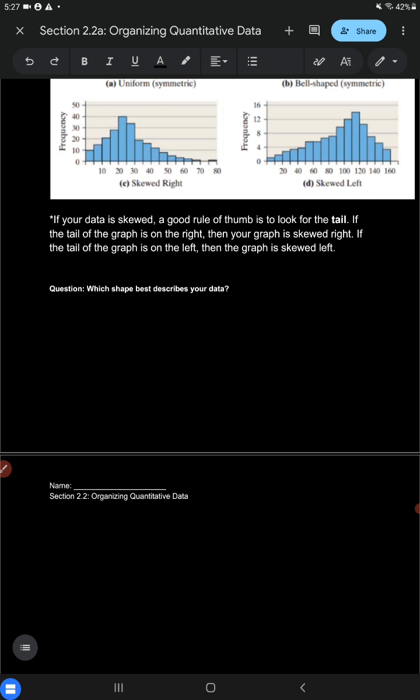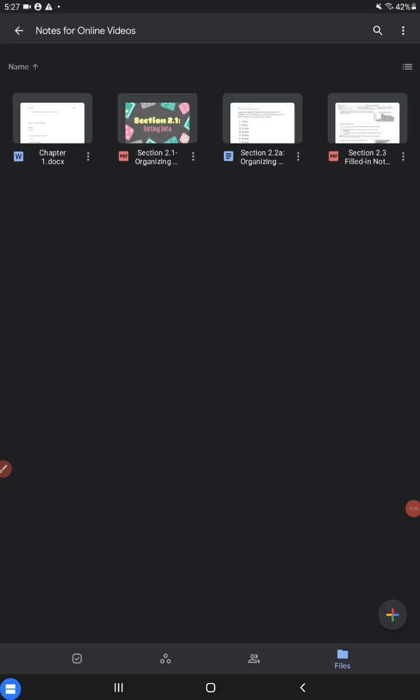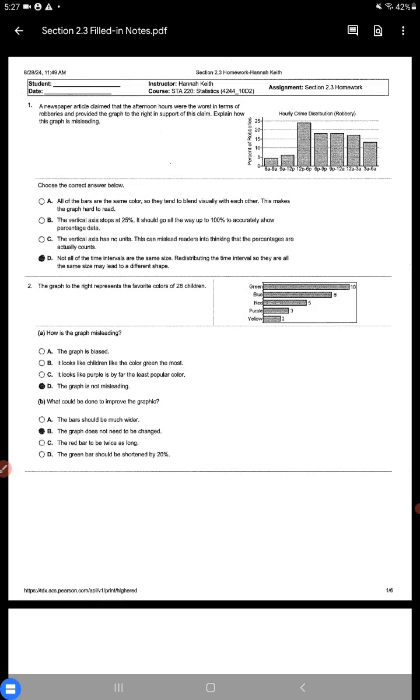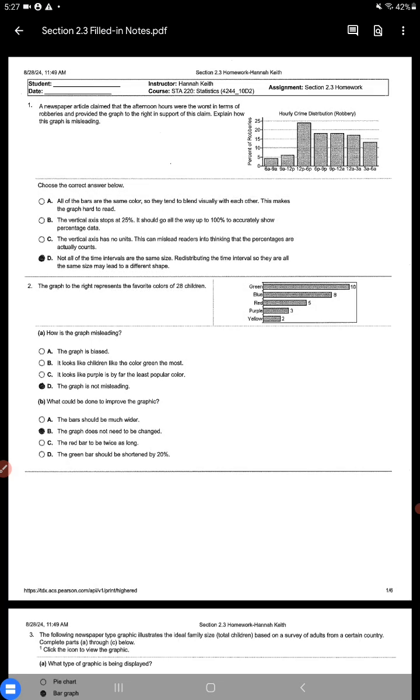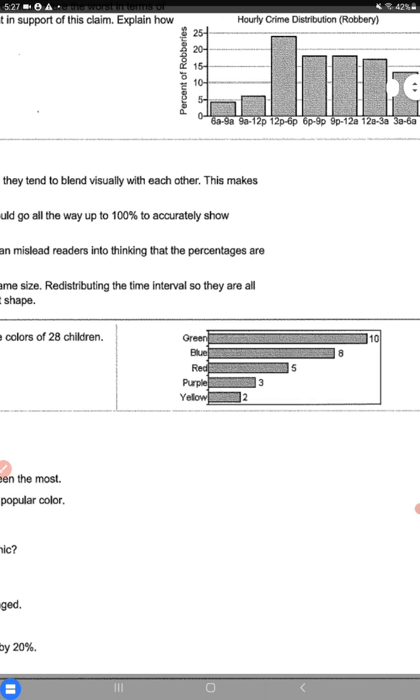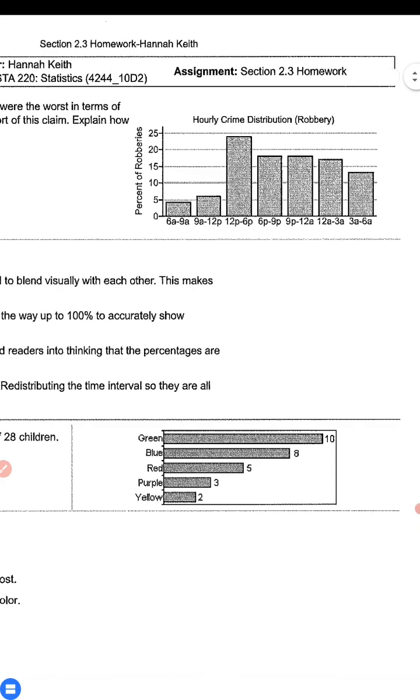All right, so the last thing that we want to talk about before I let you go is how to make sure that we're presenting our data in a way that is not misleading. Okay, so I've pulled some questions from your homework. So here's the first thing I would look at. This bar graph right here is misleading.